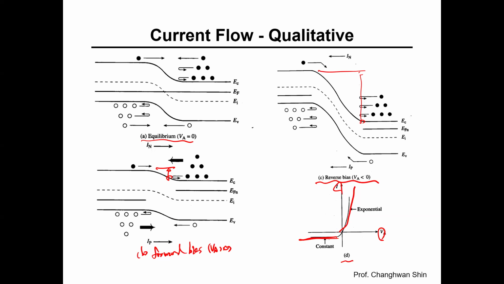So the resulting IV characteristic shows this asymmetric behavior. Exponential current growth in forward bias, but nearly constant and very small current in reverse bias. So this is the fundamental behavior that makes diodes so useful in electronics. They act as one-way valves for electric current, allowing flow in one direction while blocking it in the other.